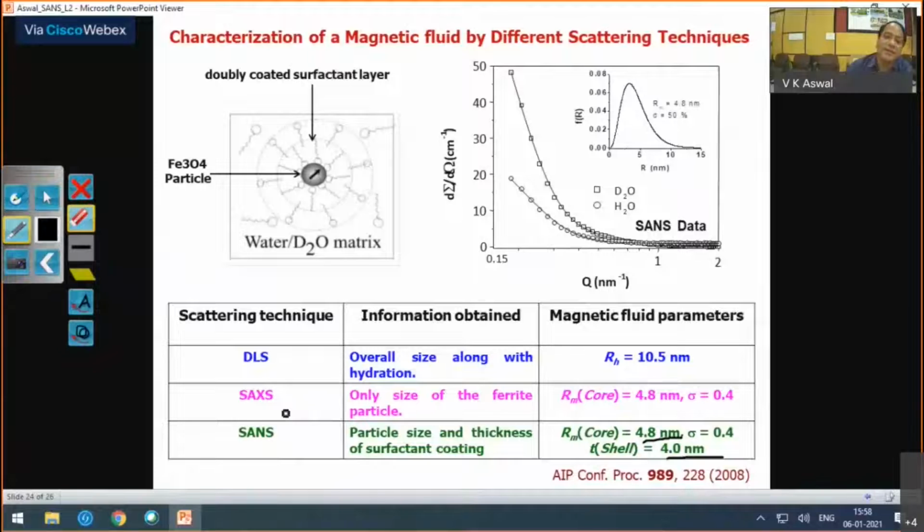So my only suggestion would be that you should use as many techniques as possible, because at the end, the information from these scattering techniques comes from the model you assume, and the model will be more reliable when you use as much information as is known about the system. And for that, it is always advisable to use as many techniques as are available to you.